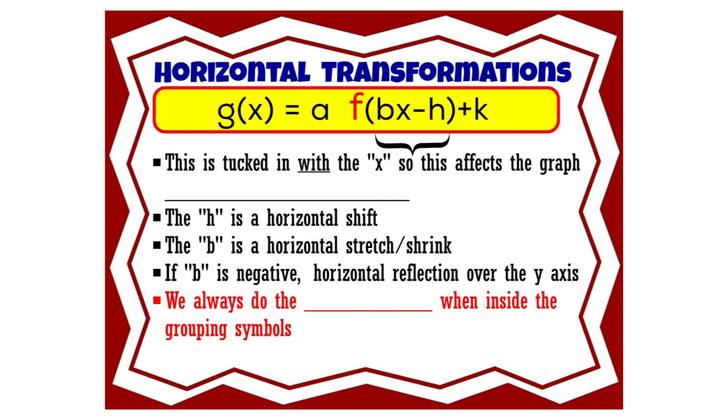When you see these parentheses right here, those actually might be absolute value signs. They might be a square root. They might have a little squared up here. And so we look at these as inside grouping symbols, whatever those grouping symbols might be. So let's look horizontally. Anything that is tucked inside those grouping symbols is tucked in here with the X. And since it's tucked in with the X, it will affect your graph horizontally.